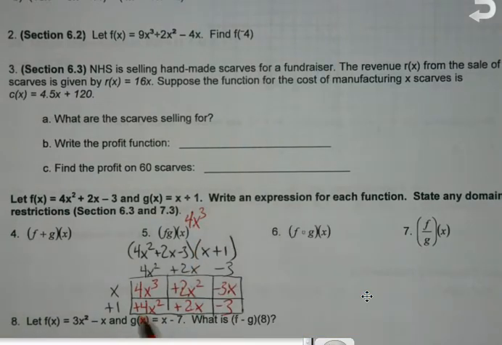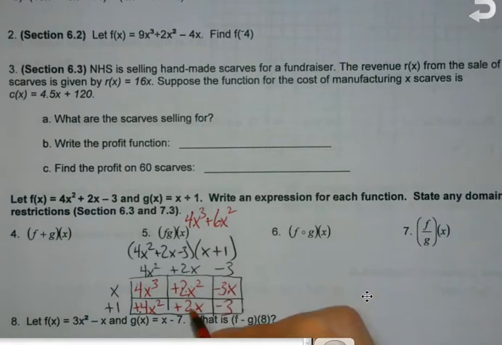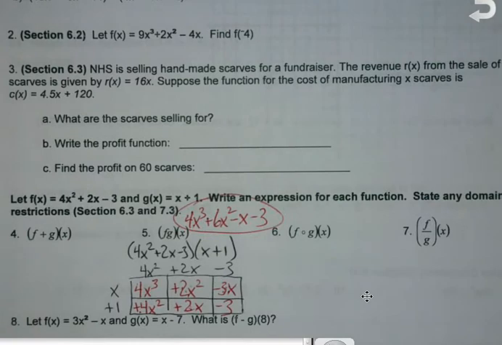So this one, 4 and 2 is 6x squared. Don't mess with the exponents anymore once your box is filled. Minus 3 is negative 1. Boom. So the difference between 5 and 6 is we're multiplying on 5. On 6, we're actually substituting the one function into the other. But that's where my difference would be.